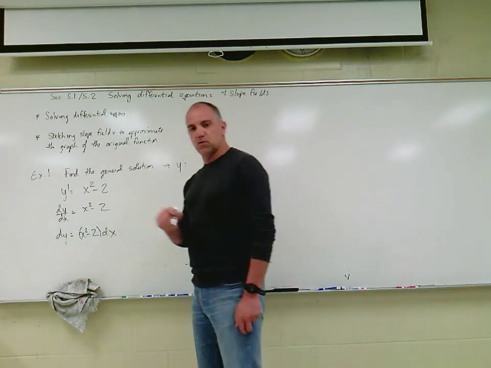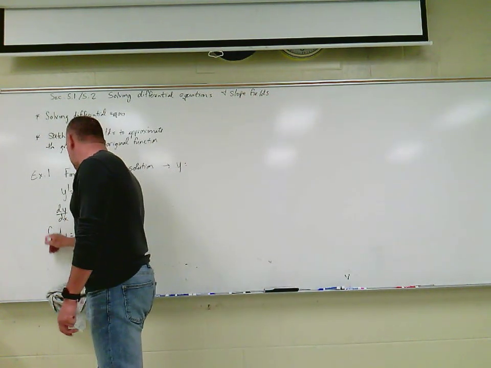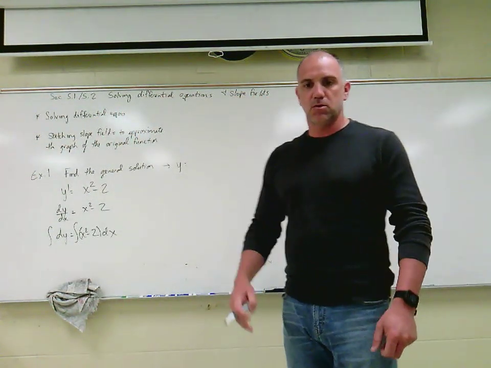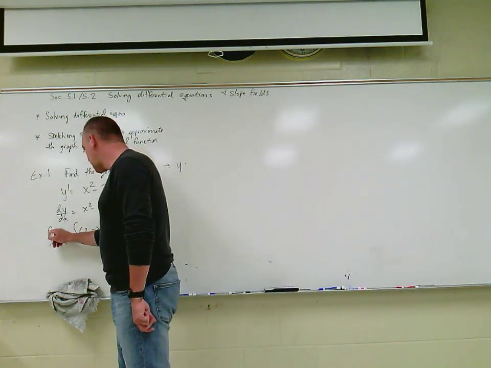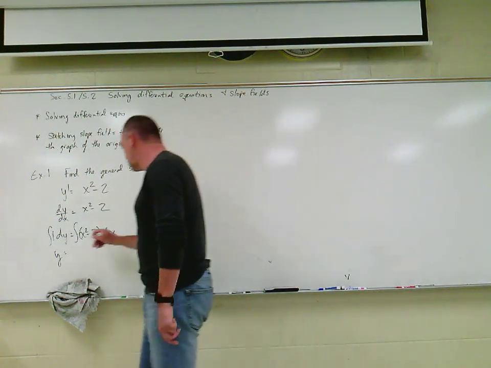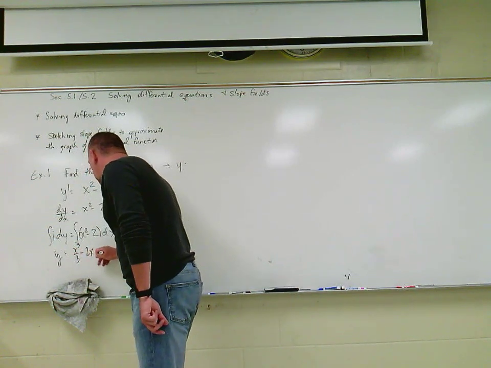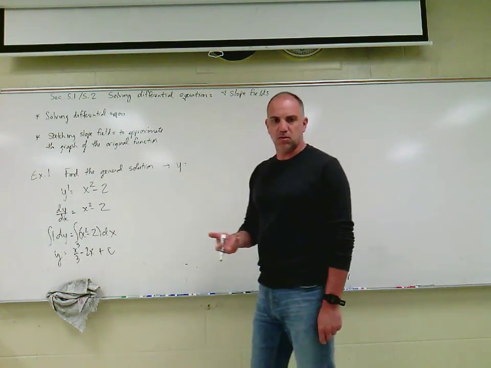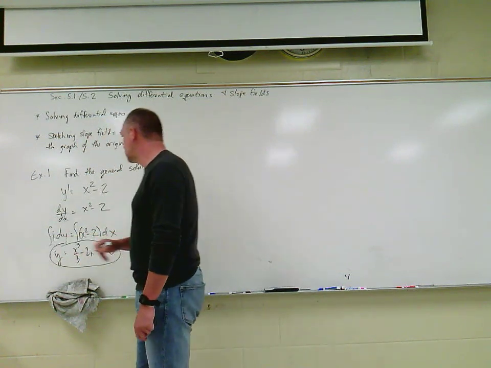Once we get to this part, we're going to integrate each side. I'm going to integrate the left, I'm going to integrate the right, so that I can work backwards and try to get the original equation. So the integral of 1 with respect to y is just y. The integral of x squared minus 2 is x cubed over 3 minus 2x plus some constant c, right? Because that's our constant of integration. We put that at the end, and this is our general solution.